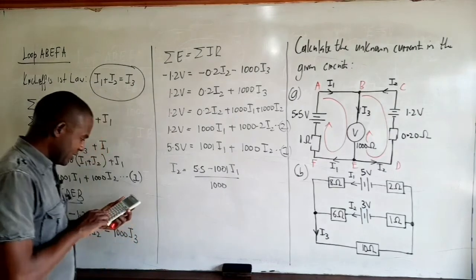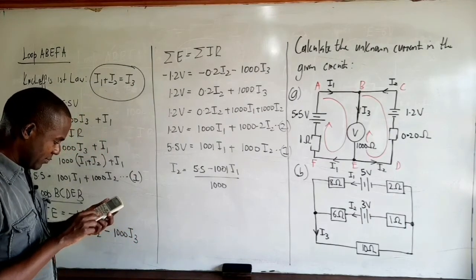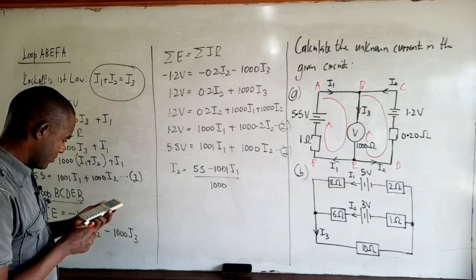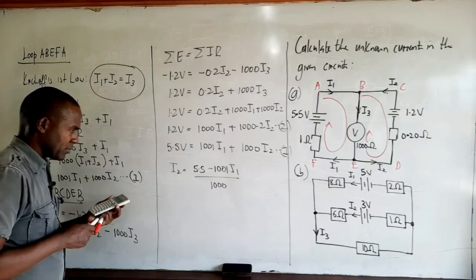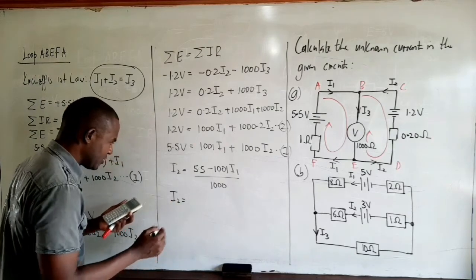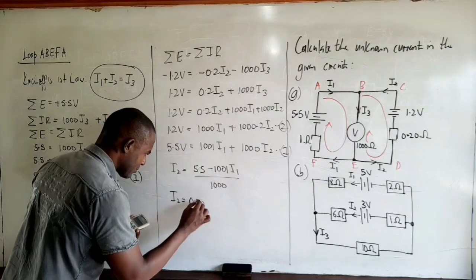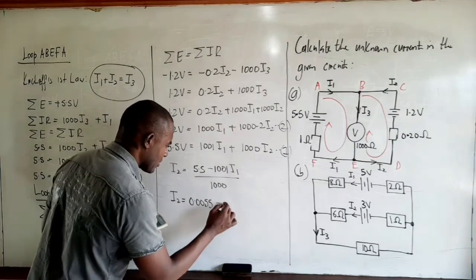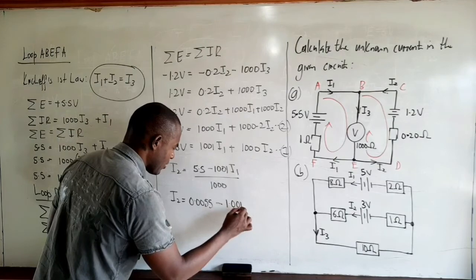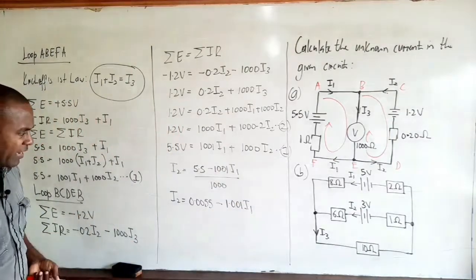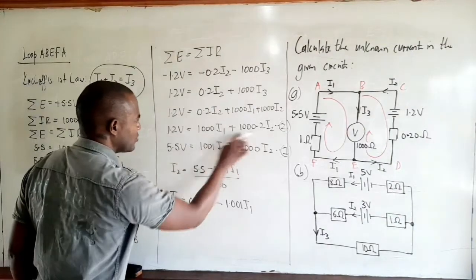So what we have is I2 equals 0.0055 minus 1.001 I1. And we will then substitute for I2 into equation 2.